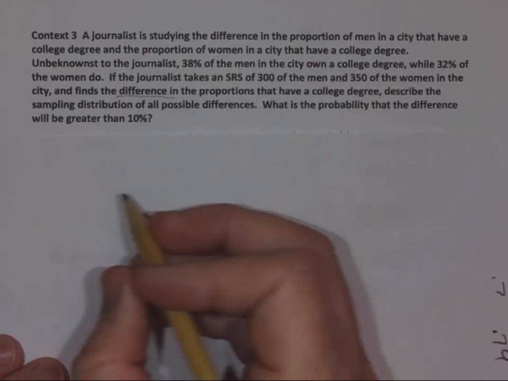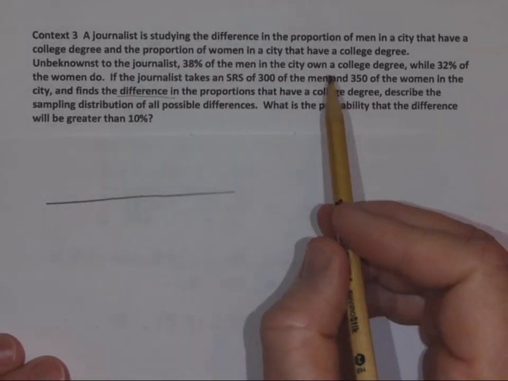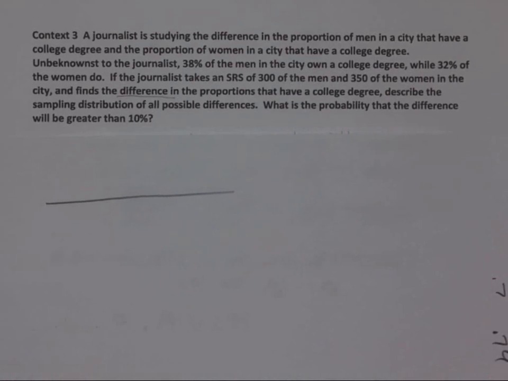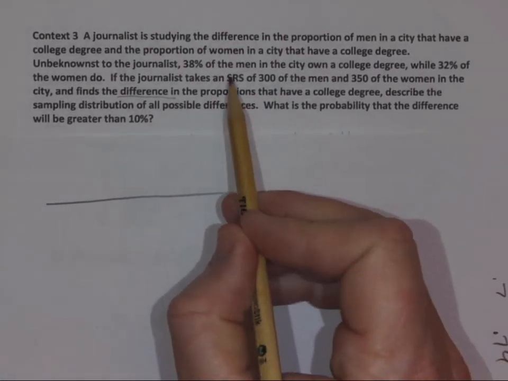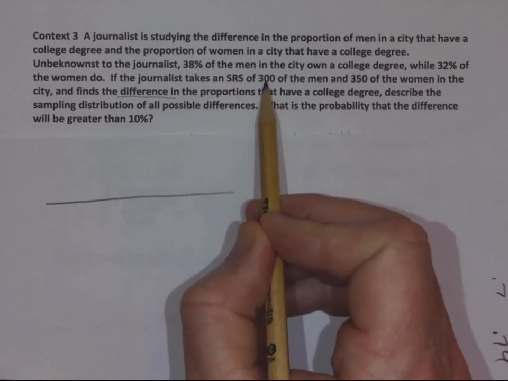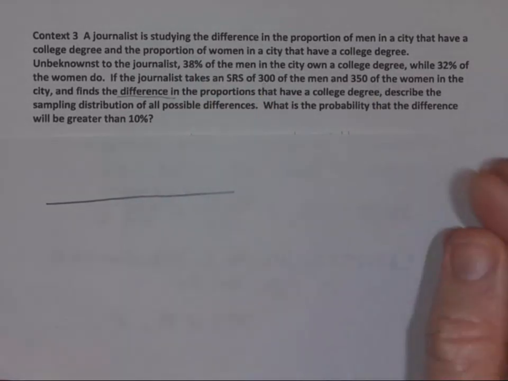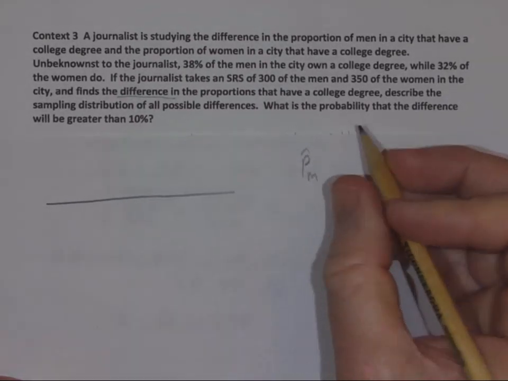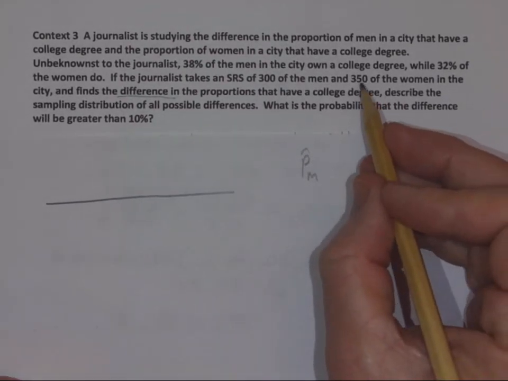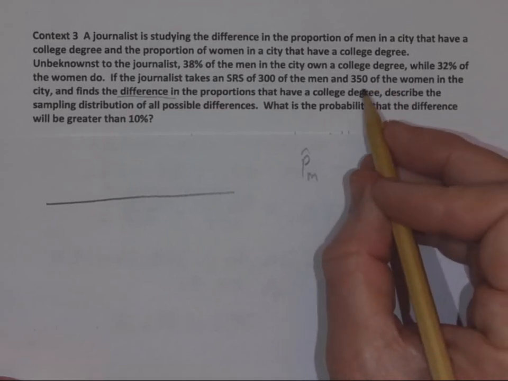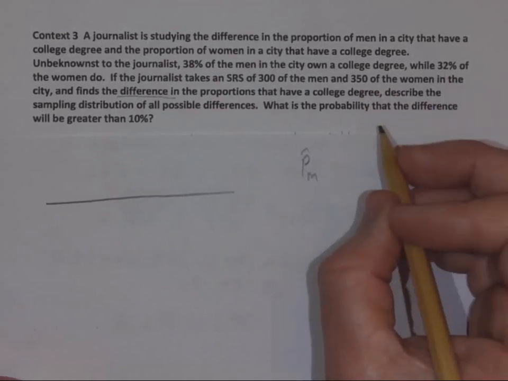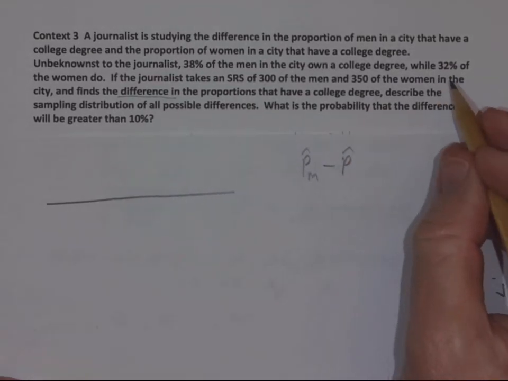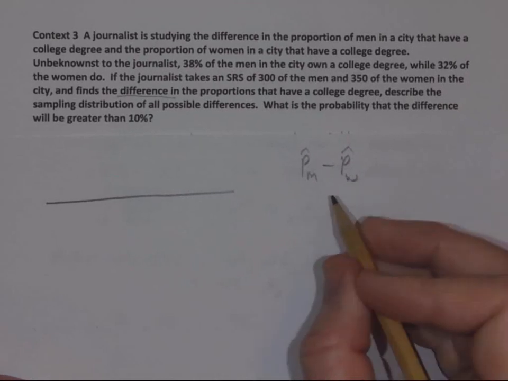Well, let's think about this. What he's doing is taking a sample of the men, 300 of them, and finding a proportion. We're expecting it to be somewhere around 38%, but it's going to vary because of sampling variability. So he's finding a p-hat of men. And then he's taking 350 women and finding the proportion that have a college degree. We're expecting it to be somewhere around 32%, but it's probably going to be different because of sampling variability. And so he's doing that.